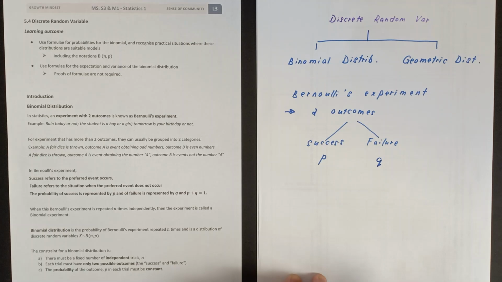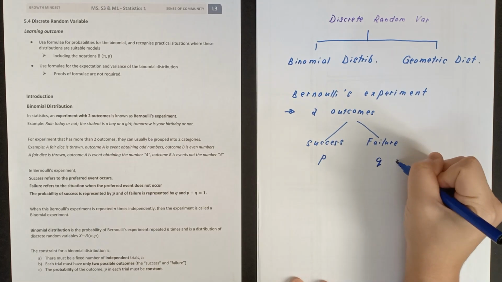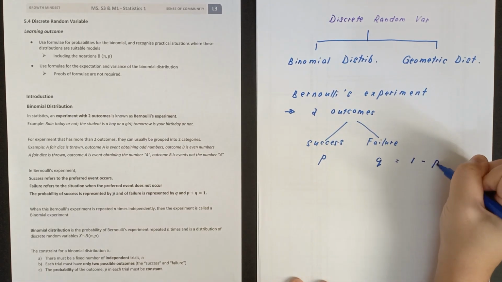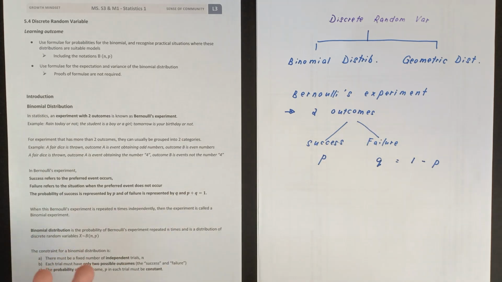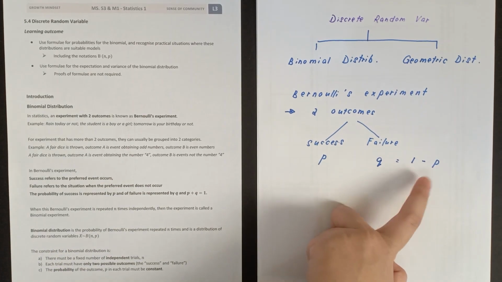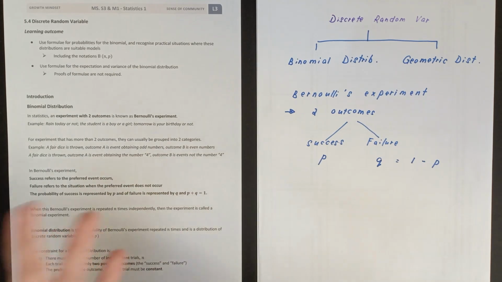How do you find Q? From 0.2, you use 1 minus it. So failure is equal to 1 minus P, meaning the probability that the success doesn't happen is the complement of the set of the success. That's why Q equals 1 minus P. In other words, success plus failure should give you 100%, which is 1. Okay? So this is a Bernoulli's experiment.